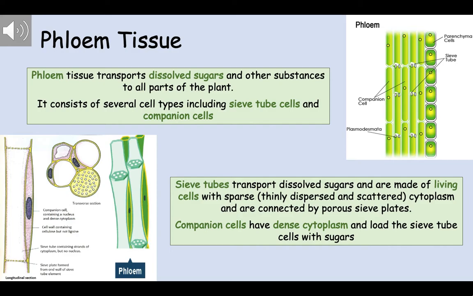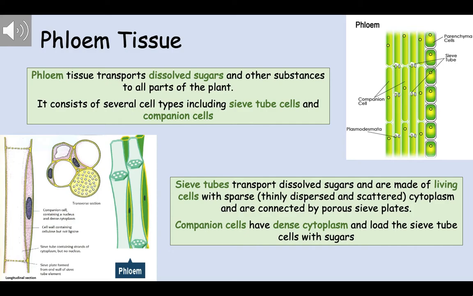So these are the tubes in which the sugars will flow through. And then lastly, we have the companion cells. Now, the companion cells have a very, very dense cytoplasm, so they're very packed cytoplasm. And what this mainly does is they mainly provide sugars for the sieve tube.